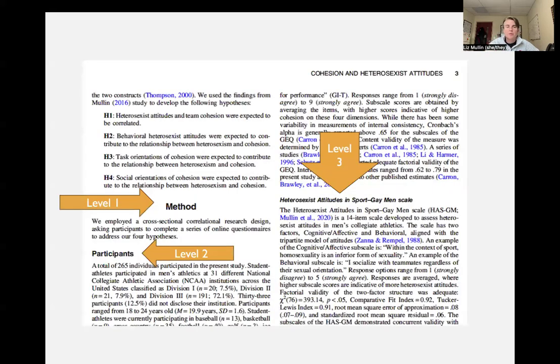To give you an example, this is from one of my papers where my method section was bold and centered. Participants was left aligned and bold. And then you can see that one of the subsections, this was actually from the instrumentation section, you just can't see it, is bold, left aligned, and italicized.